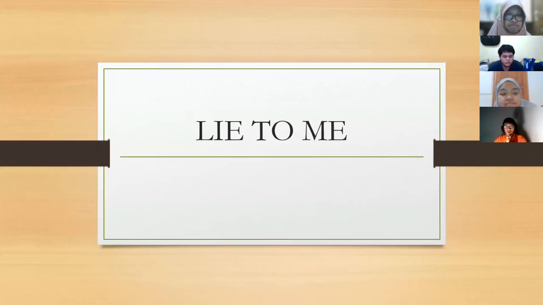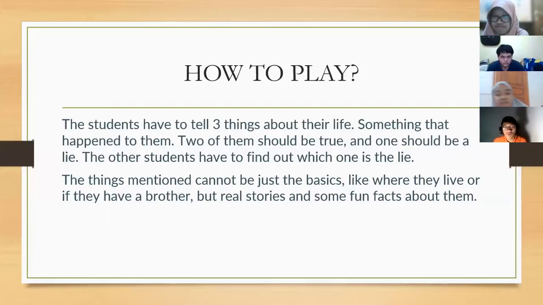Okay. So this time, we are going to play a game called Lie to Me. And here are the rules and how to play. We all have to tell three things about our life. It can be your facts, maybe how many brothers you have, where you live, or how many siblings you have. And it can also be your life story, some fun facts about yourself. That's free for you to pick.